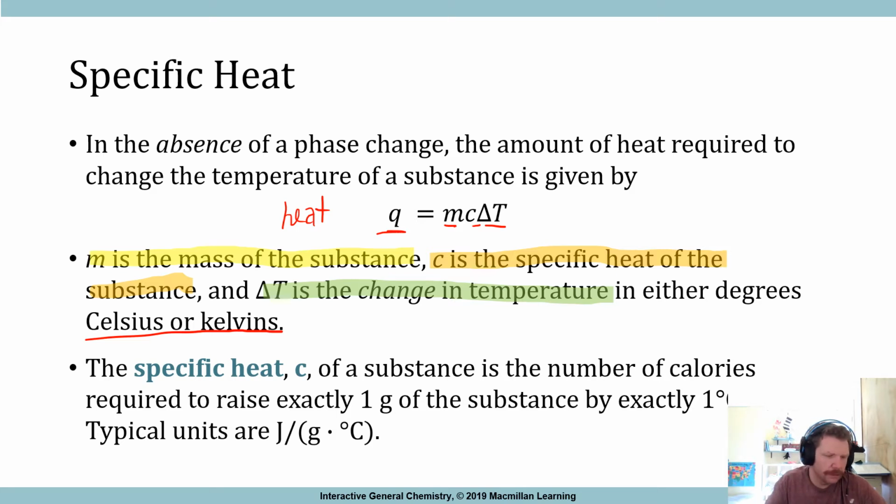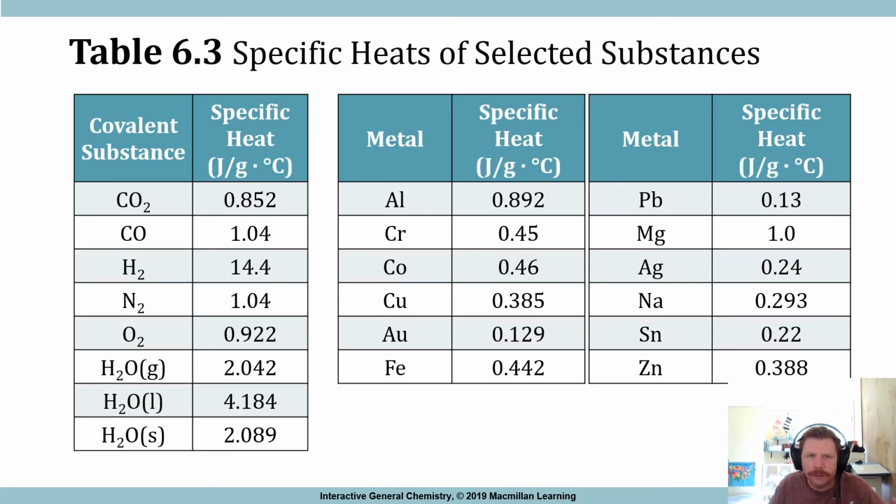The specific heat of a substance is the number of calories required to raise exactly 1 gram of a substance by 1 degree Celsius or Kelvin. Typically the units are joules per gram degree Celsius, or joules per gram Kelvin. So here's what we've got: specific heats of specific substances. The one that you're going to want to be most familiar with is the specific heat of water in its liquid form. That is 4.184 joules per gram degree Celsius.